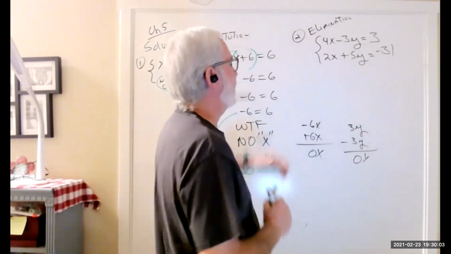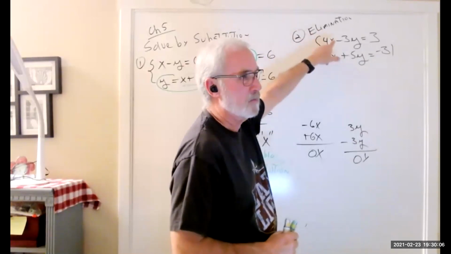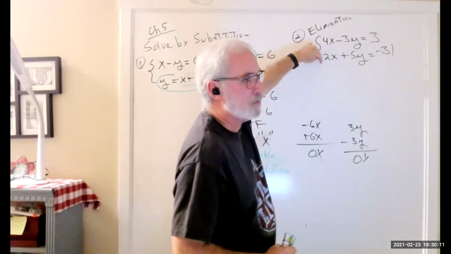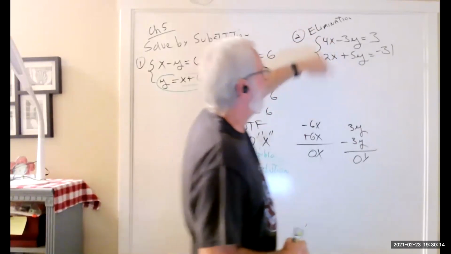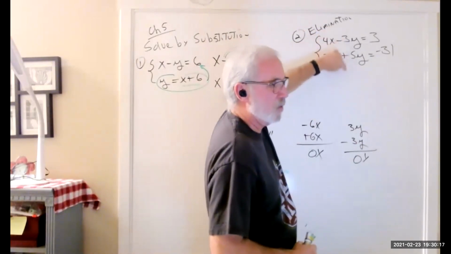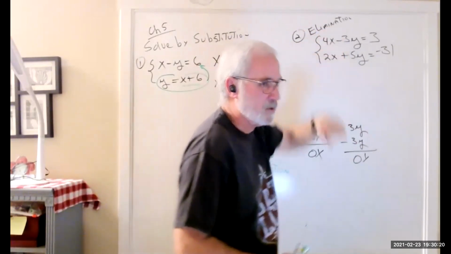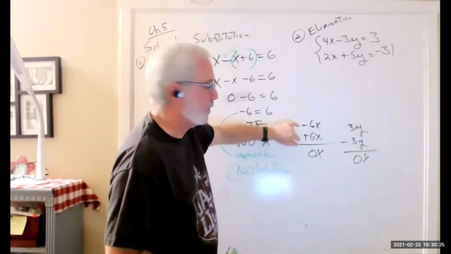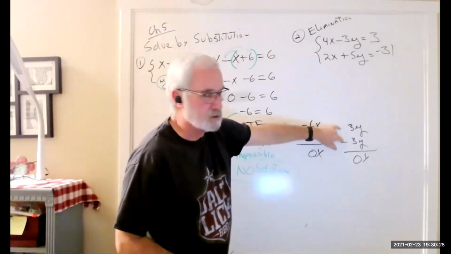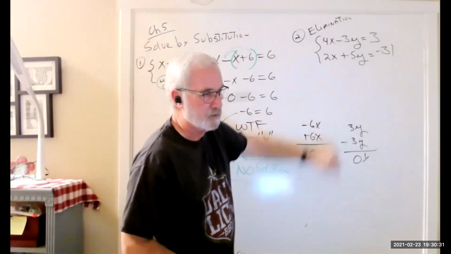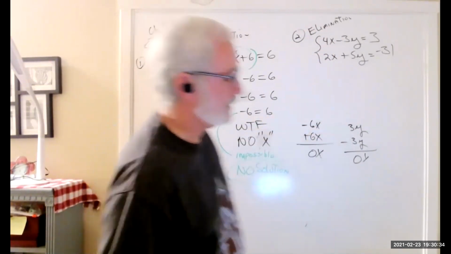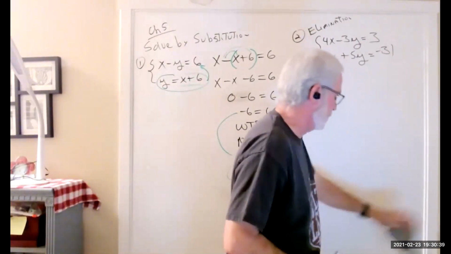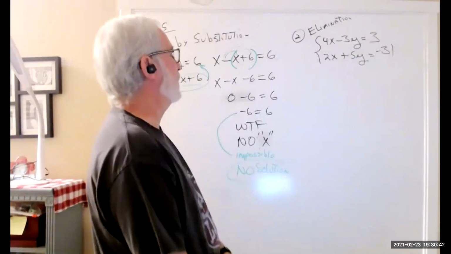So our job is to somehow manipulate this problem so that the x's are the same number, but one's positive and one's negative, or the y's are the same number, but one's positive and one's negative. That's the real key. There's at least 4 ways I can think of to do this problem, and they're all correct. Anybody want to guide me?